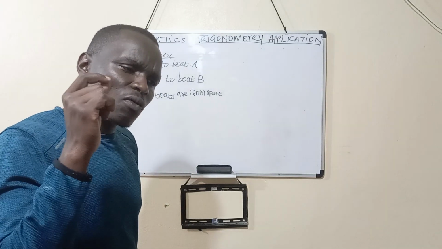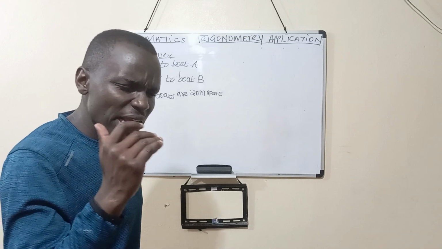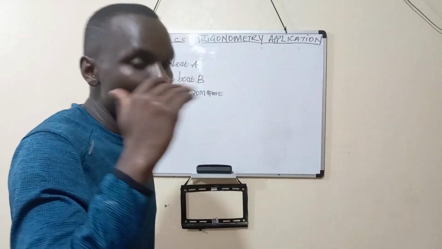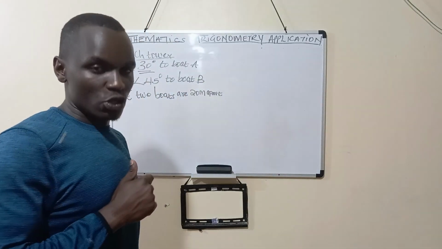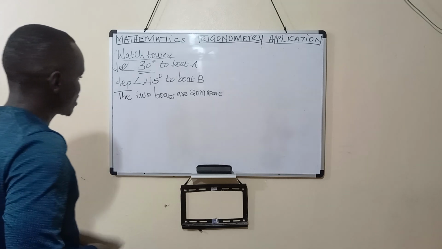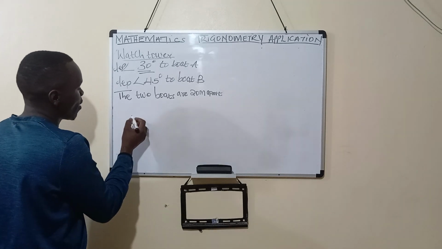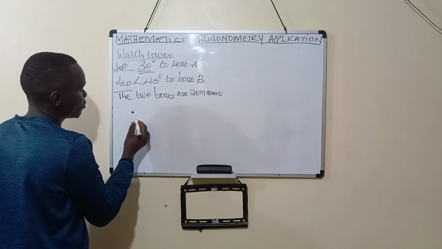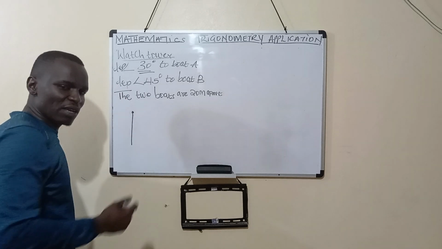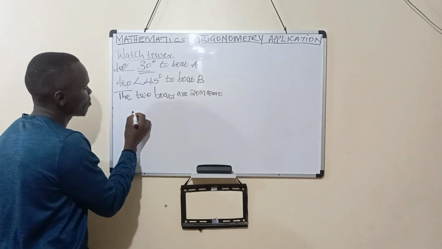But if you first of all try to break the statement down so that you can understand, you'll be able to solve. What do I mean? Let us interpret. So we have a watchtower here. So it means the tower must not be a dot, of course. It must be something strong.